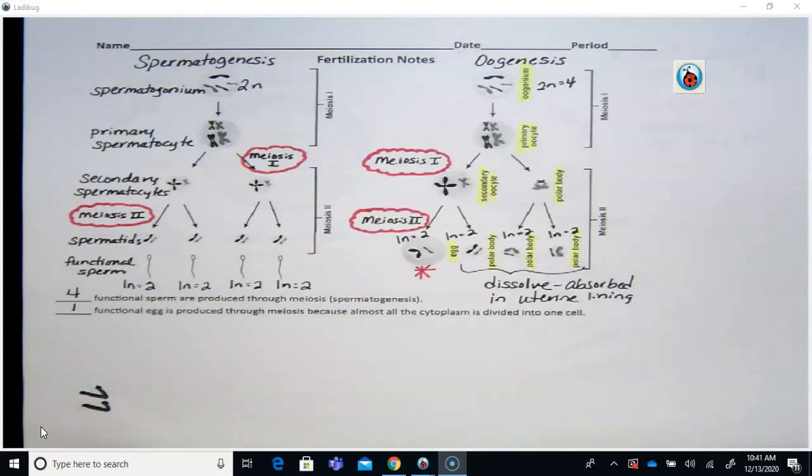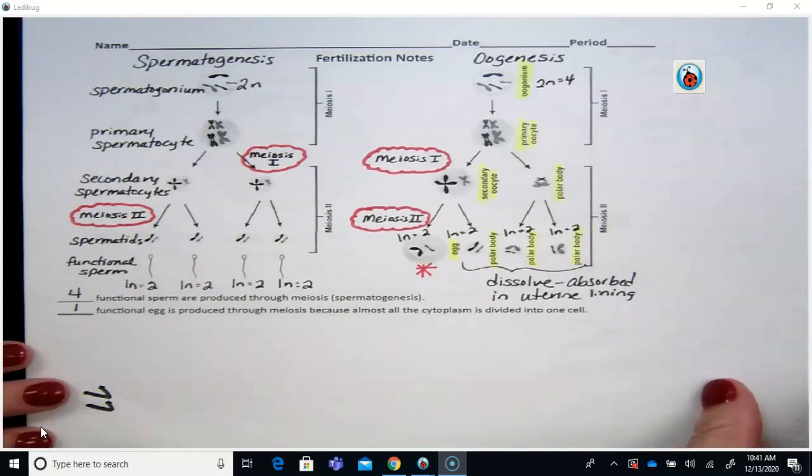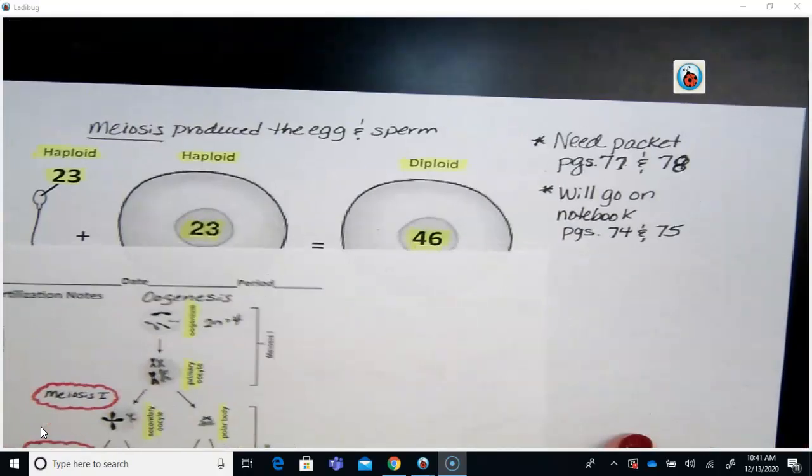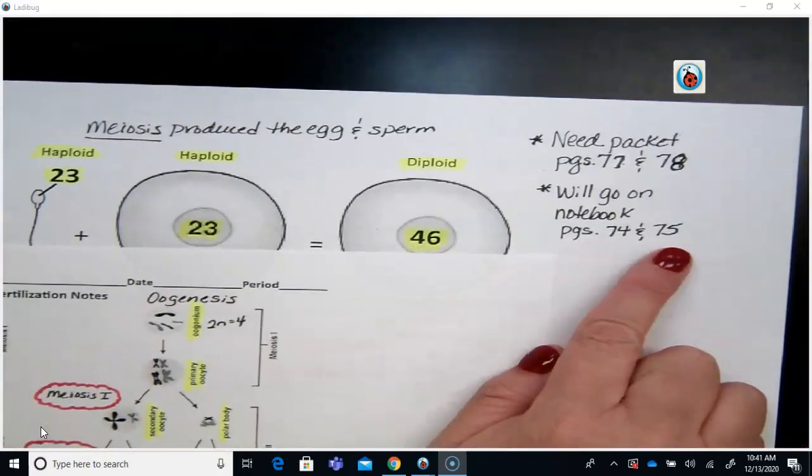This is called oogenesis. Again, as far as notebook, remember, this will go on pages 74 and 75 of your notebook.